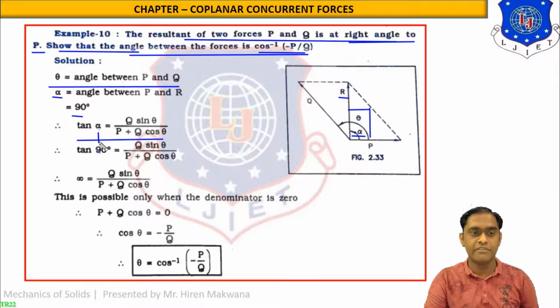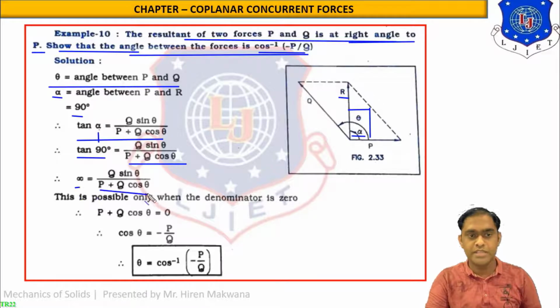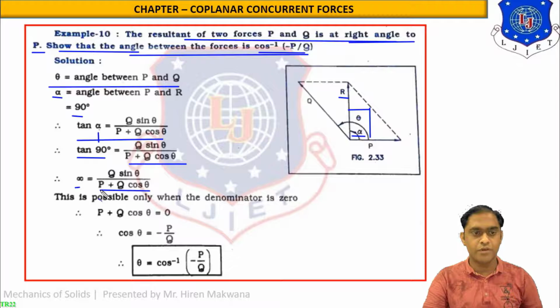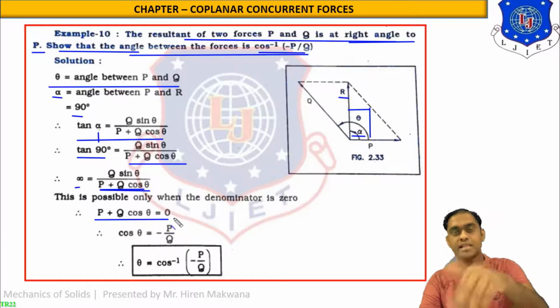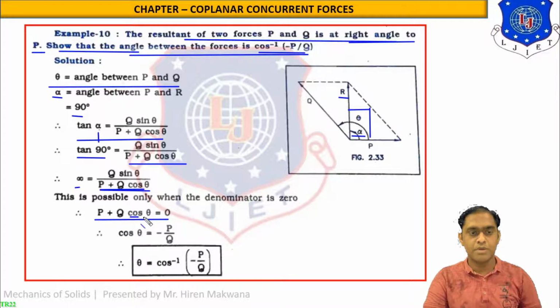We know alpha, which is 90, so tan 90 degree is equal to the same formula. Tan 90 you can check in your calculator, or you can remember from trigonometry, tan 90 will be infinity. So infinity is equal to the same formula, Q sin theta upon P plus Q cos theta. Now from mathematics, when the answer is infinity, the denominator of the term must be 0. So from this formula, the denominator P plus Q cos theta must be equal to 0. Then the answer will become infinity, right? So now from this equation, just remember cos theta only.